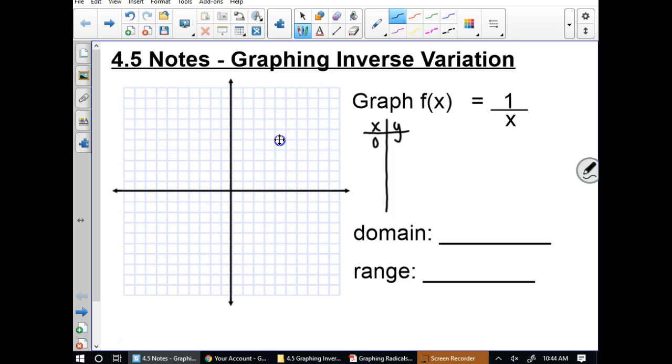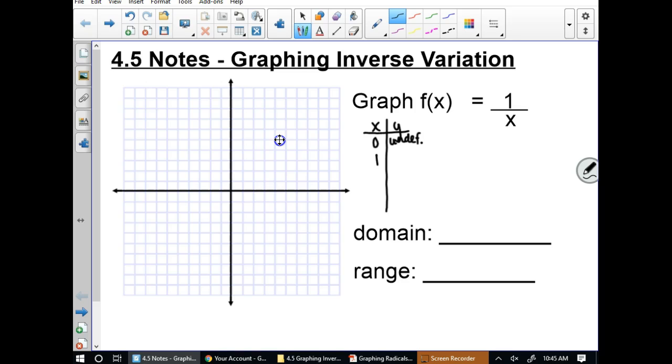You don't get any number because 1 over 0 is... There's a word for 1 over 0. It starts with a U. Undefined. Yes, undefined. Okay. So, undefined means that you can't graph anything for 0.